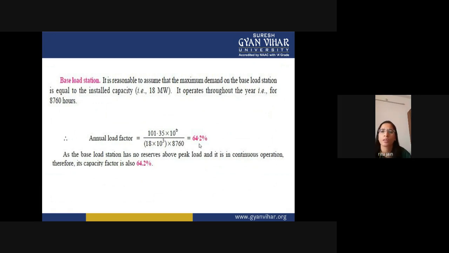As the base load station has no reserves above peak load and it is in continuous operation, therefore its capacity factor is also 64.2%, which is more than your standby unit, because the standby unit always comes into the picture when you require peak load, and base load is continuous in operation. That's why its capacity factor is higher than your peak load or standby unit.